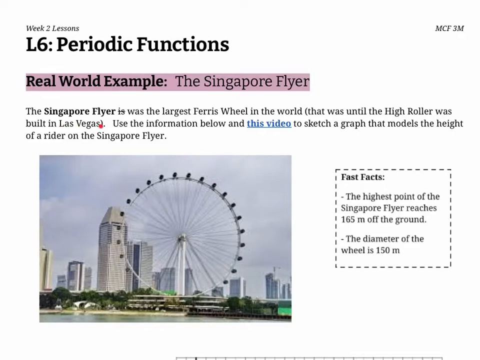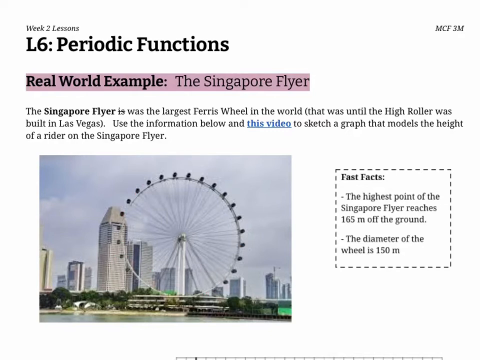It's called the Singapore Flyer. It was the largest Ferris wheel in the world. Now it's the High Roller in Las Vegas. But I linked it to a video of someone that has videotaped themselves riding entirely around the Ferris wheel. And basically in this video, they speed it up so that it takes 60 seconds to get around here. So that's the only thing we really need from the video. Otherwise, it's cool to watch.